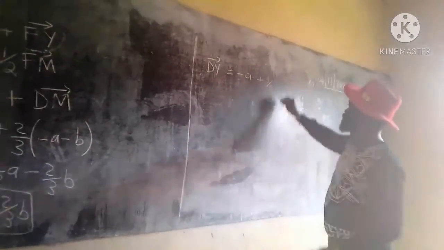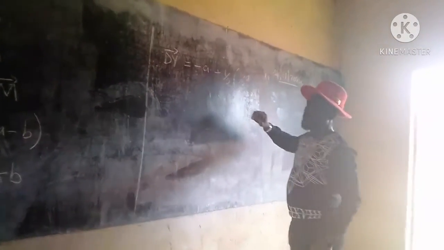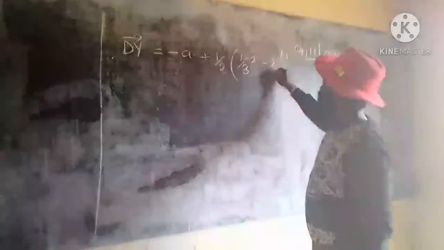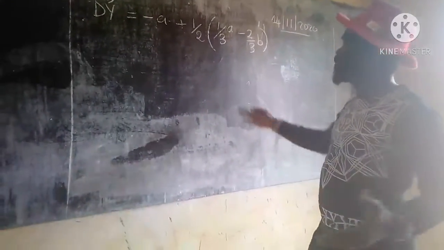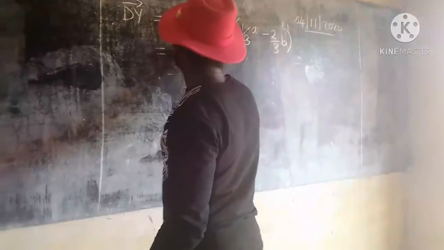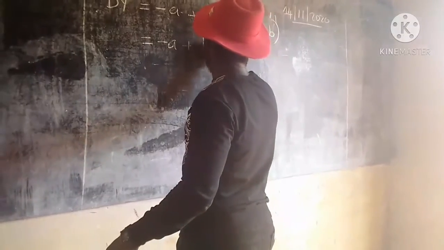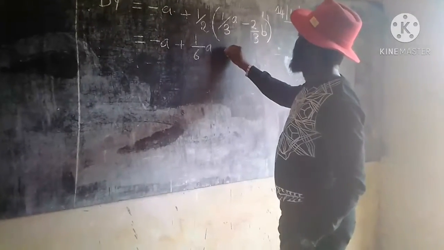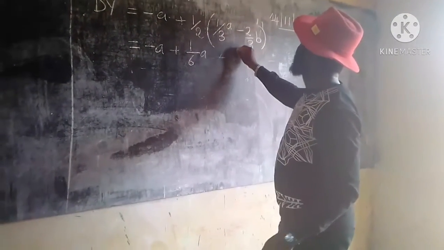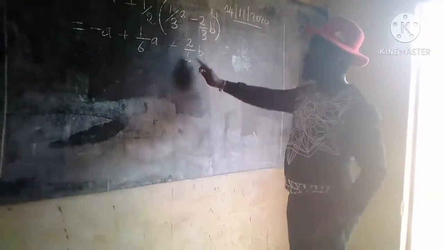Our Fm, we calculated it to be 1 over 3 A minus 2 over 3 B. Right? That's what we have. So you can open out this bracket. So we have minus A. This times this will give us plus 1 over 6 A. This times this will give us minus 2 over 6 B. You see that we are already going in the sense of what they want us to do. So this is what we have.